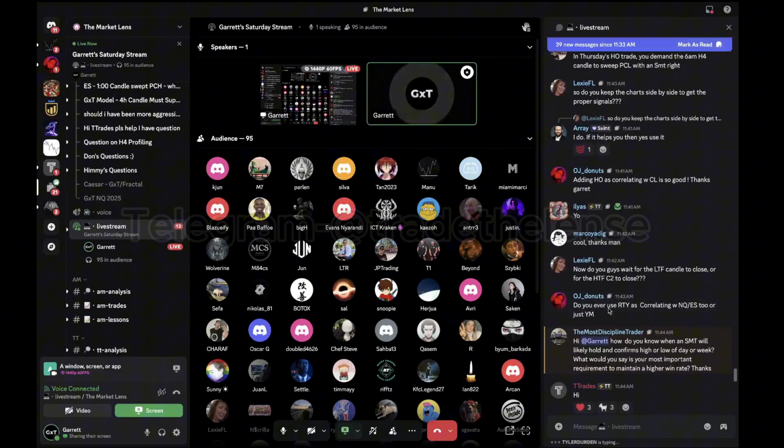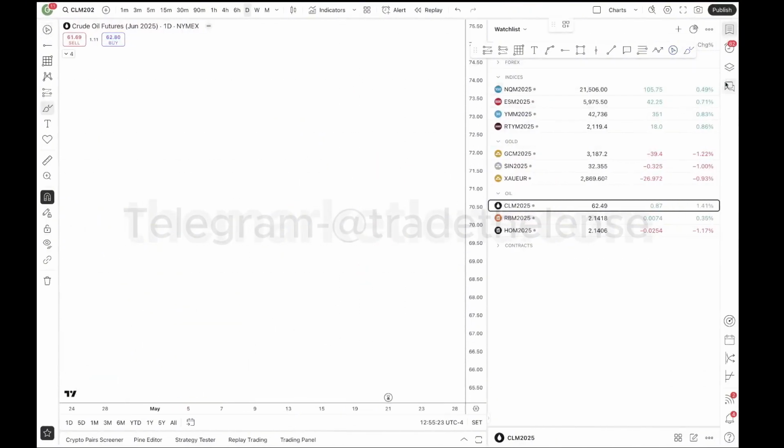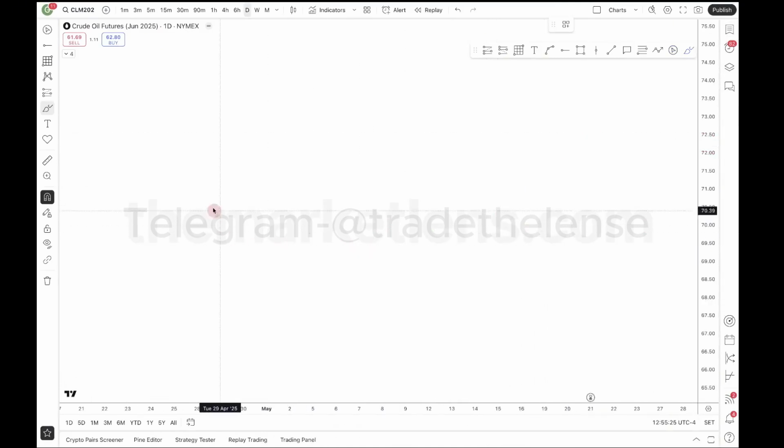How do you guys wait for lower time from candle close? Wait, what? How do you guys wait for a lower time from candle to close? Oh, you have to wait for the swing point, the higher time from swing point to close. And then we're just waiting for lower time from candles to close that create order blocks, right? That confirm the highs and lows of swing points. So the fractal model, right?